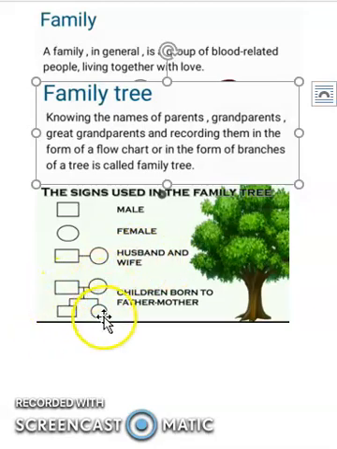Now look at this picture. Here you see a rectangle, an oval, and again a rectangle and an oval connecting to this. Okay, that means this is father, this is mother, and these are their children. The extension from here shows their children. This is a boy and this is a girl. That means the boy and the girl are brother and sister, or these parents' children. Understood?